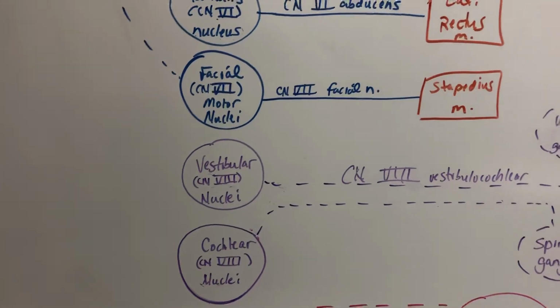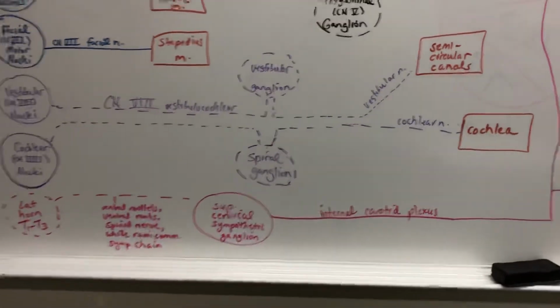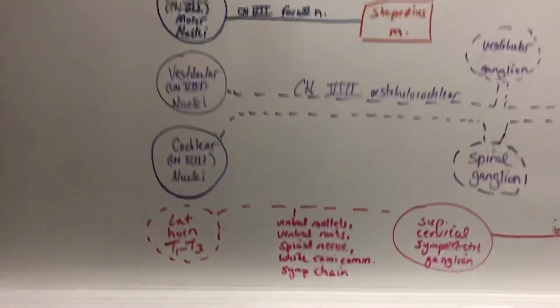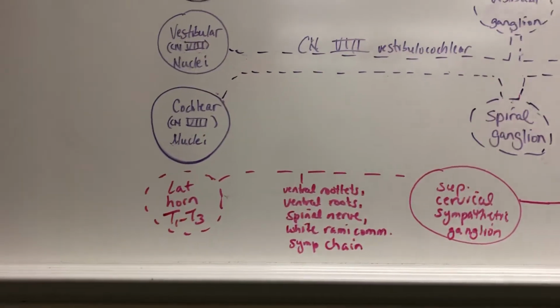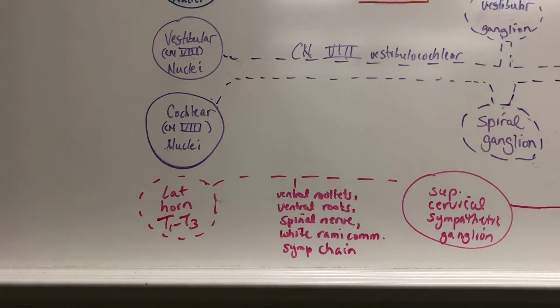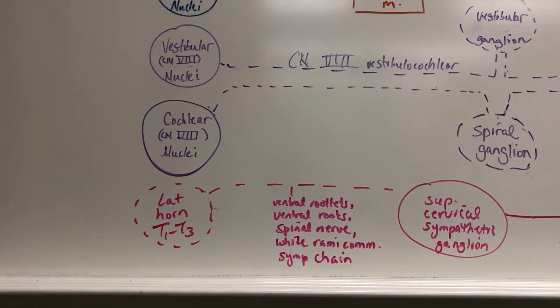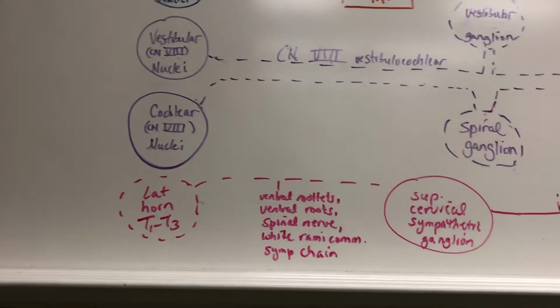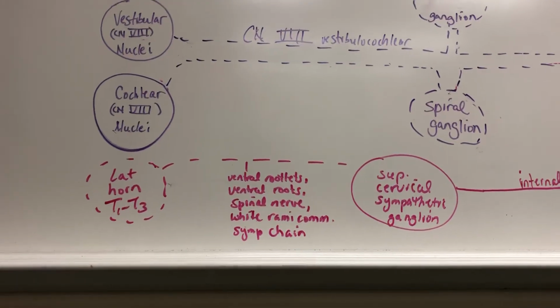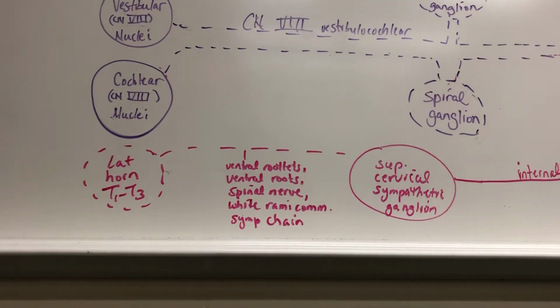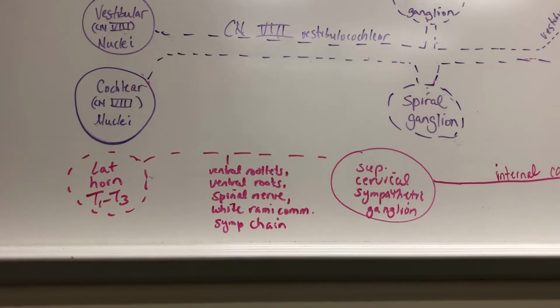cerebrum to be perceived. Now, for our sympathetics, remember that all sympathetics for the head have virtually the same pathway. We have the lateral horn from T1 to T3, preganglionic sympathetics that travel on ventral rootlets, then go to the ventral root, then to the spinal nerve, then to the white ramus communicans, and then to the sympathetic chain.